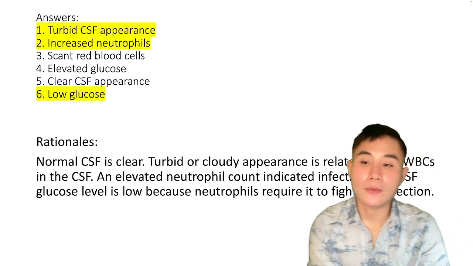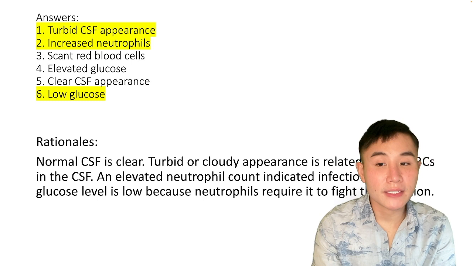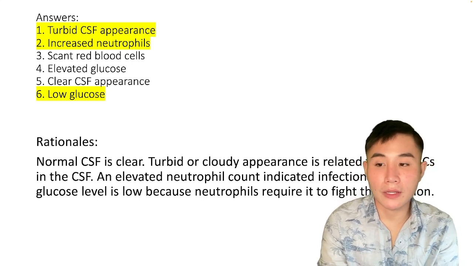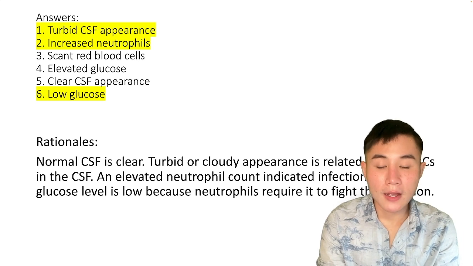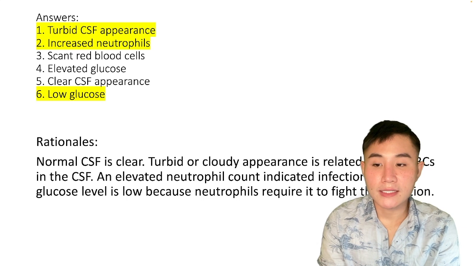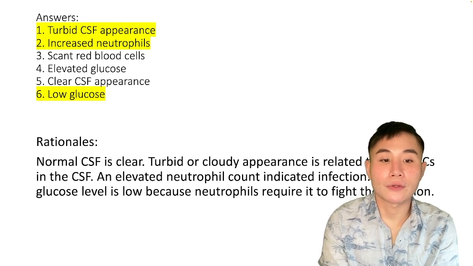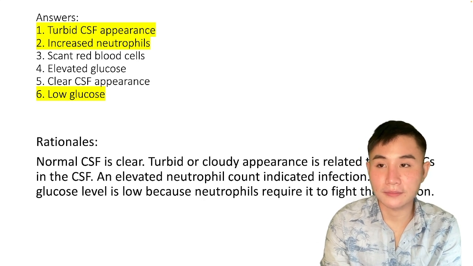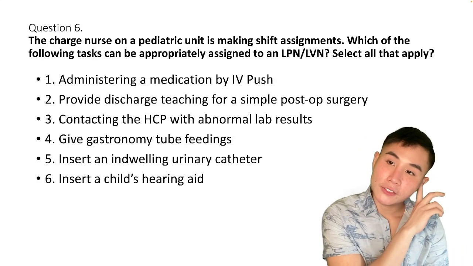Yay. So rationale: normal CSF is clear. Turbid or cloudy appearance is related to white blood cells in the CSF. An elevated neutrophil count indicates infection. The CSF glucose level is low because neutrophils are required to fight the infection. Oh, cool. All right, question number 6.